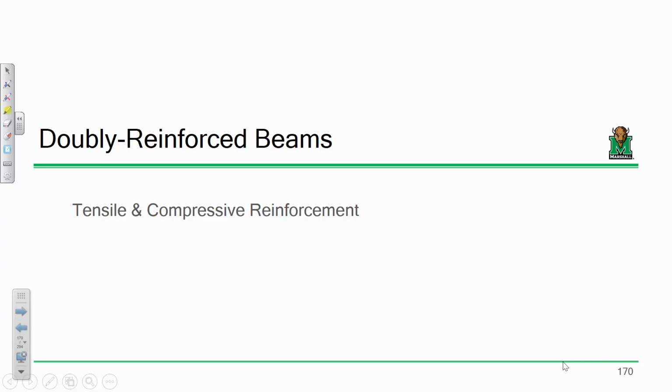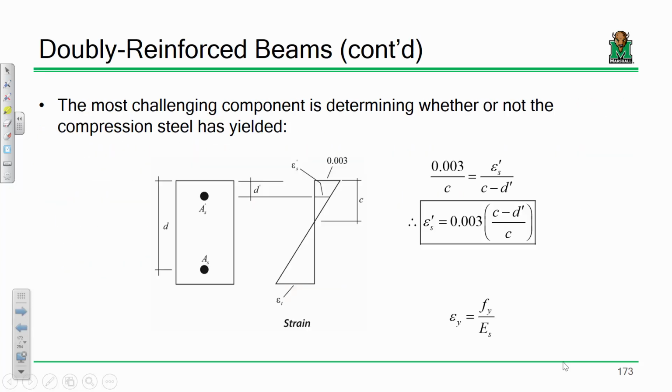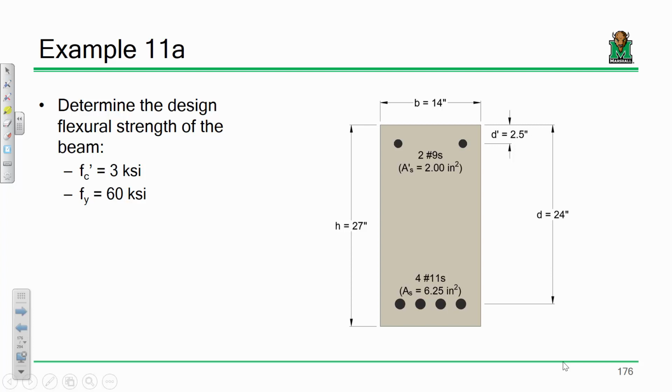But our last topic in moment is a doubly reinforced section, and so a doubly reinforced section, what you have is you have a beam like this. There's no such thing as a triply reinforced or a quadruply reinforced. That's not what we're talking about here. A singly reinforced section only has steel in the tensile region. But a doubly reinforced section has steel in the tensile region and in the compressive region.